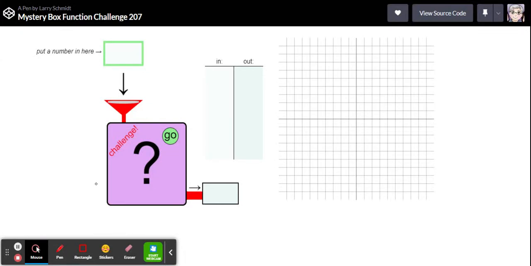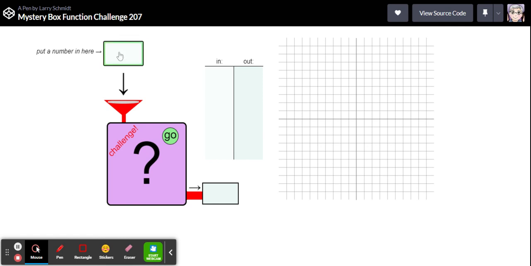In the purple mystery box, there is some math, and your challenge is to figure out what it is. Today is Friday, and that means the math inside this box is particularly challenging. You can try this out by using the link in the description, and when you think you've got an idea, come on back and see if we get the same thing.